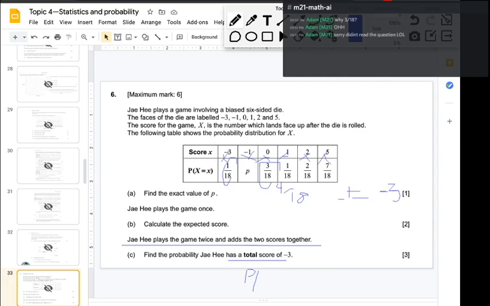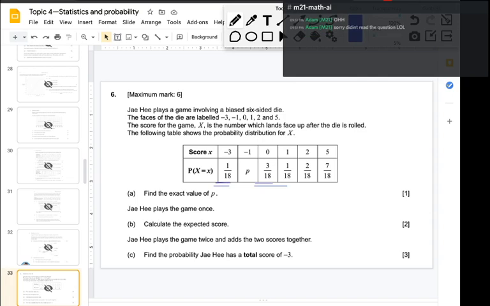Yeah, that's alright. So it's only this and this. And then you multiply it by 2, because there's either minus 3 first and then 0, or 0 then minus 3. Do we need to multiply it by 2?